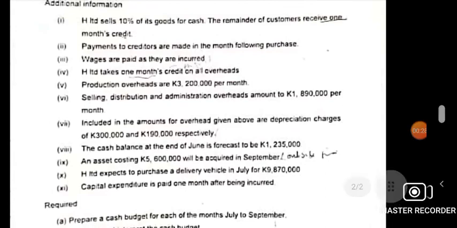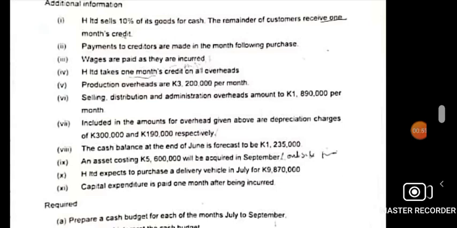Prepare a cash budget for each of the months July to September. So you might be wondering, okay, why have they given us June, but we're just preparing July to September? We will follow just what they've told us, but as we prepare these budgets, of course, we'll see how best all the additional information will play a role and just putting the knowledge together.